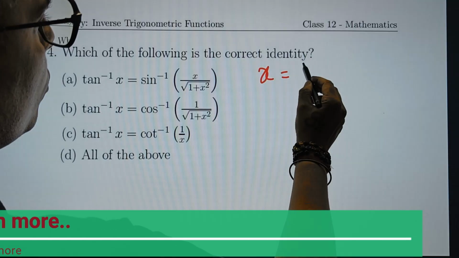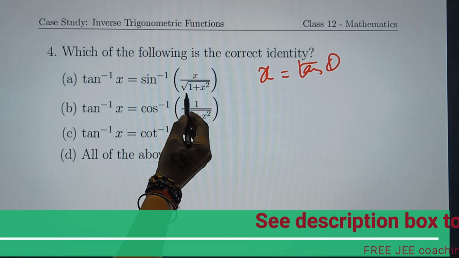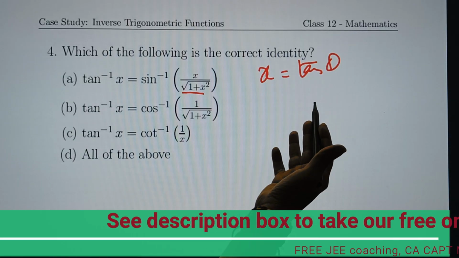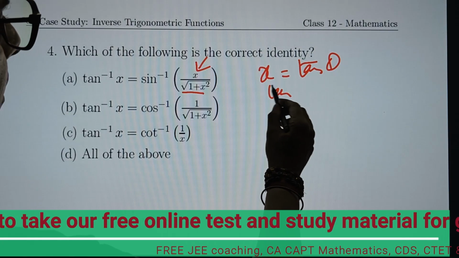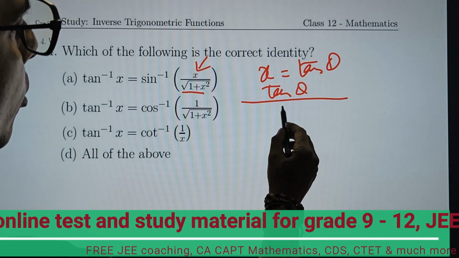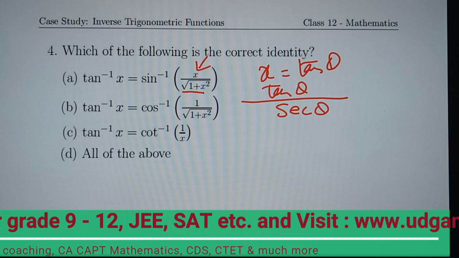Let x equal tan theta. Let's assume for this particular case x equals tan theta, and it is going to give you 1 plus tan square theta, which is what? Sec square theta, and in the numerator it is going to give you tan theta. Let's check. Tan theta upon sec theta. So this is going to give you tan theta upon sec theta.